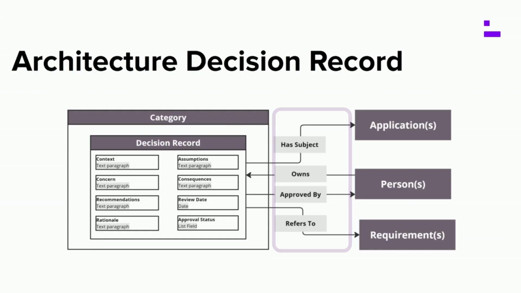other component types. We need to know who was involved in the decision, so your decision record should have a reference from the owner of it, and may optionally record those who approved it, should you need this for audit purposes. The Has Subject reference links the decision record to the thing that it is about.